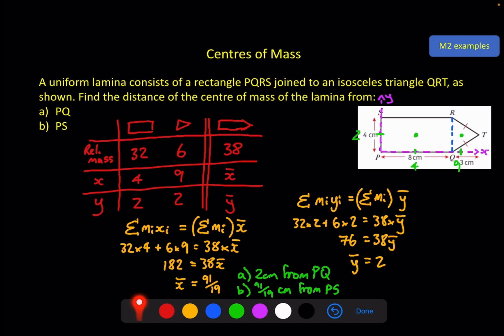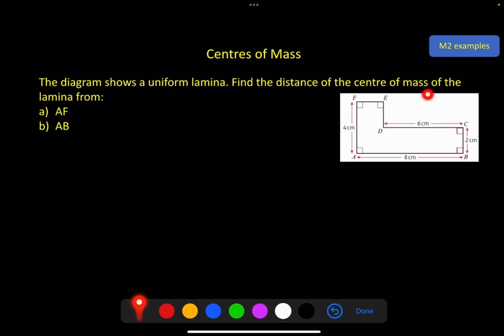Our second example is very similar, but I'm going to use my vectors when I get to doing this part here. The diagram shows a uniform lamina. Find the distance of the center of mass of the lamina from AF and AB. So again, it's kind of using the coordinate grid that I would naturally put on, but at the end of the question I should come back and turn that back into distances from those sides. We'll do that at the end.